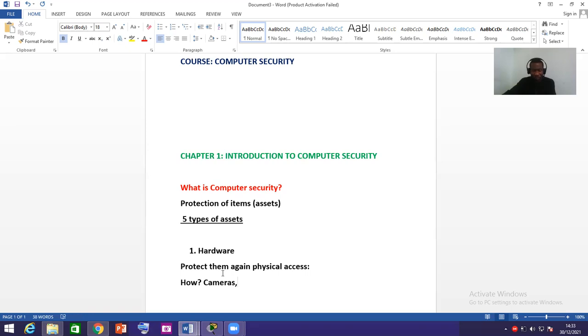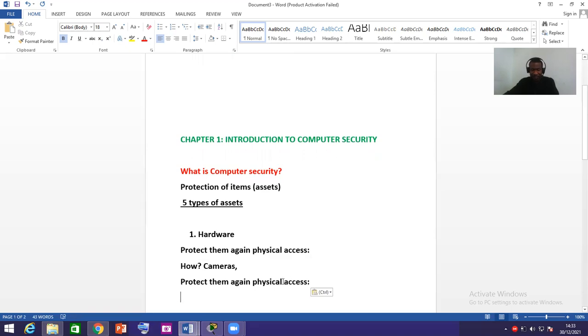And how you are going to do it, you need to lock them, right? You need to lock your devices and you need to have cameras to monitor those devices. Now, we don't talk only about the protection physically. You need also to protect your devices against remote access, right?